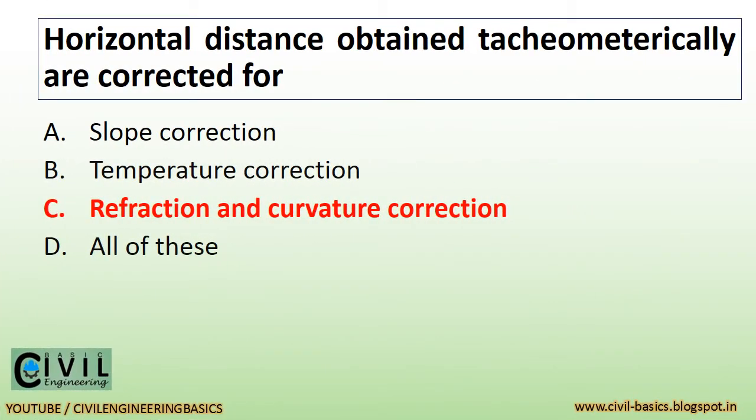Horizontal distance obtained tachyometrically are corrected for refraction and curvature correction.